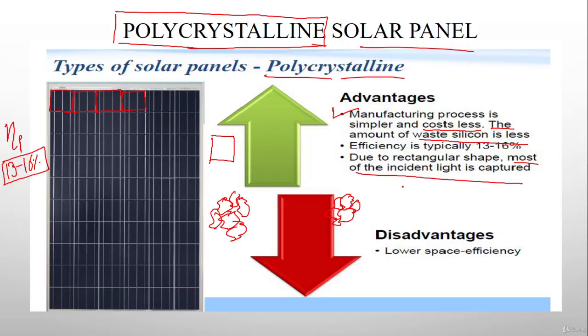If we talk about the disadvantages of these solar panels, there is a lower space efficiency. But polycrystalline solar panels are the first generation of solar panels, so they are more popular in the solar industry whenever we design solar home systems. From a cost point of view also, they are cost effective compared to other kinds of solar panels.